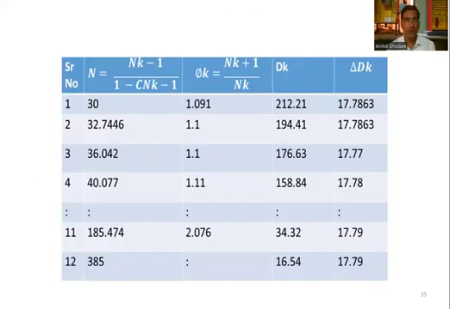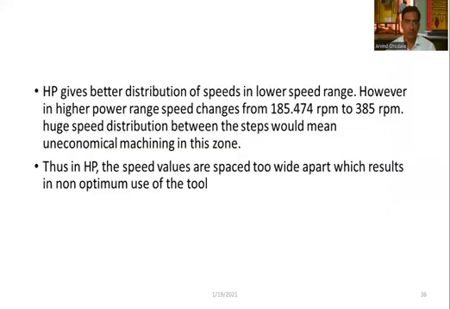So similarly, we calculate the different spindle speeds using the formula n_(k-1) upon 1 minus c n_(k-1). Then phi_k will be n_(k+1) upon n_k. Then D_k is calculated as 1000 v upon pi n_k, and delta D_k is calculated by using the D_k minus D_(k+1) formula. So in this way we can get the different spindle speeds, then the progression ratio phi, then the range of the diameter of the workpiece, and the upper limit of the diameter of the workpiece by using the law of harmonic progression.